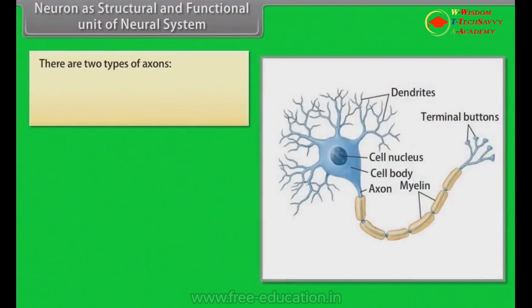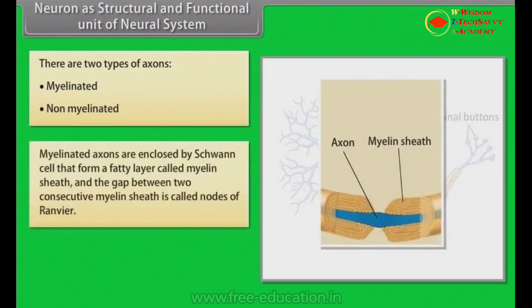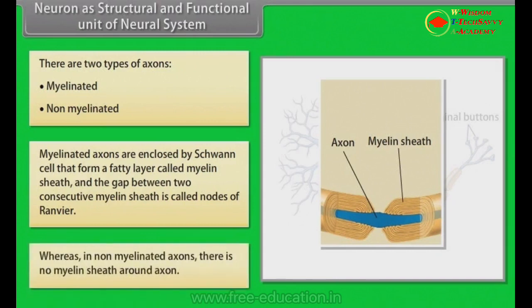There are two types of axons: myelinated and non-myelinated. Myelinated axons are enclosed by Schwann cells that form a fatty layer called myelin sheath and the gap between two consecutive myelin sheaths is called nodes of Ranvier. Whereas in non-myelinated axons, there is no myelin sheath around the axon.